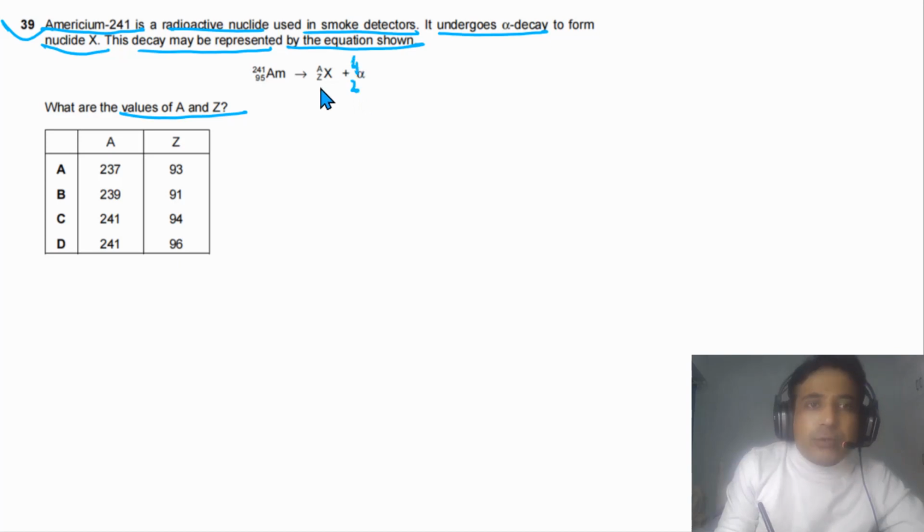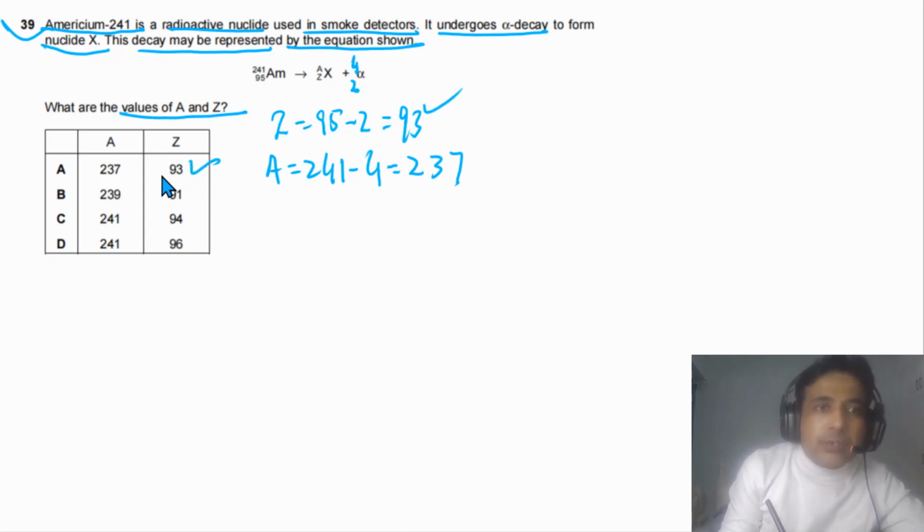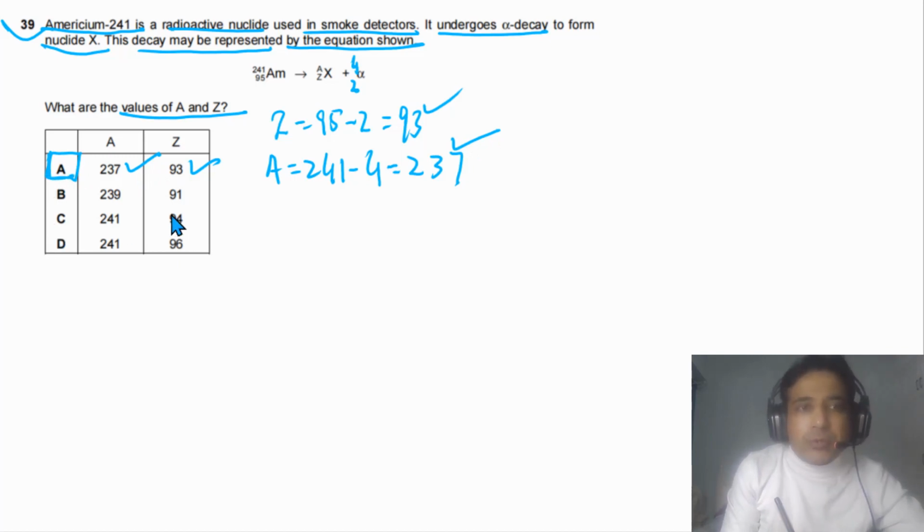So simply at this point Z has to be equal to 95 minus 2. So we will get 93. Z is equal to 93, and A has to be equal to 241 minus 4. So we will get 237. So Z is 93, so this one is right. A is equal to 237, so this is also right. So the answer for this question is A. A is the correct option, and the rest of the options are incorrect.